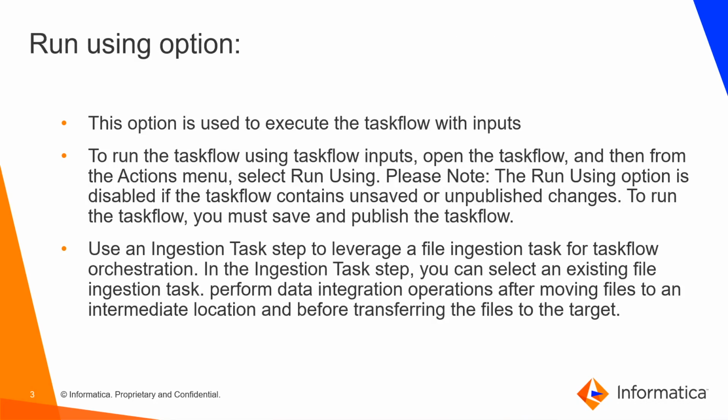Run using option. This option is used to execute the task flow with inputs. To run the task flow using task flow inputs, open the task flow and then from the Actions menu, select Run Using. Please note the Run Using option is disabled if the task flow contains unsaved or unpublished changes. To run the task flow, you must save and publish the task flow.